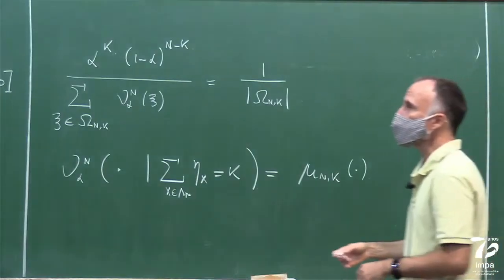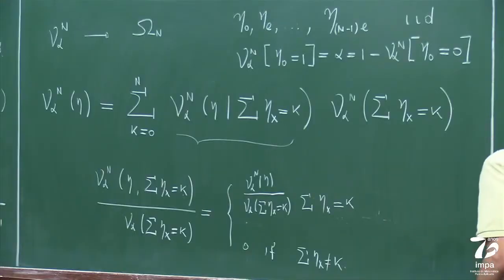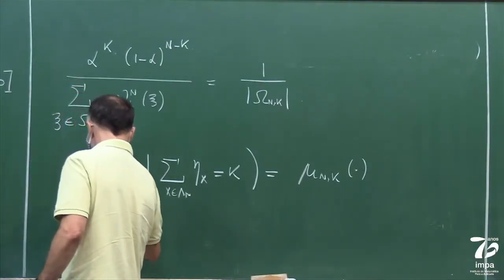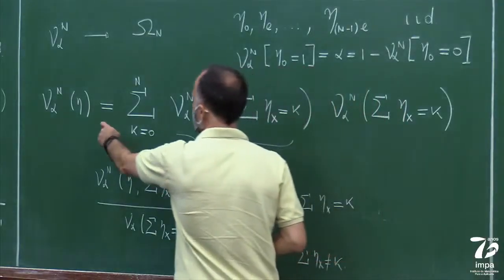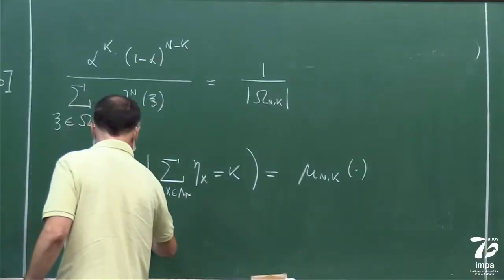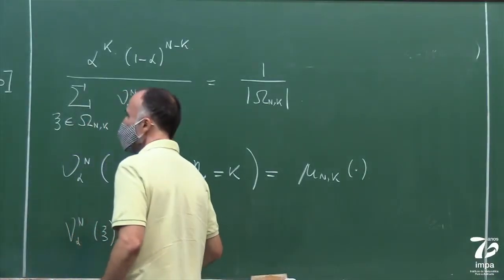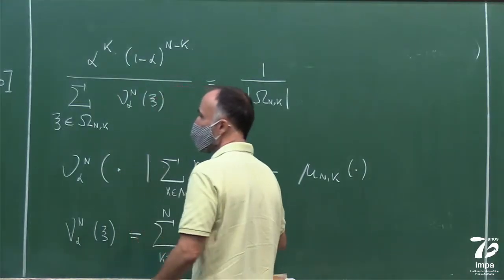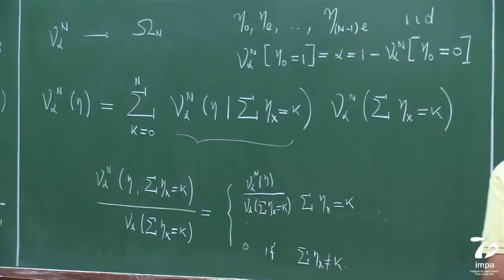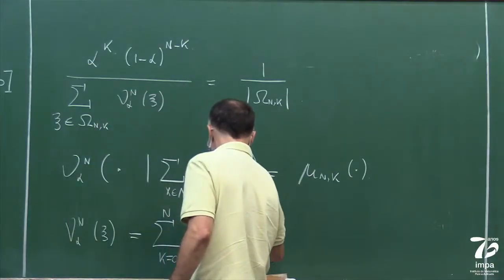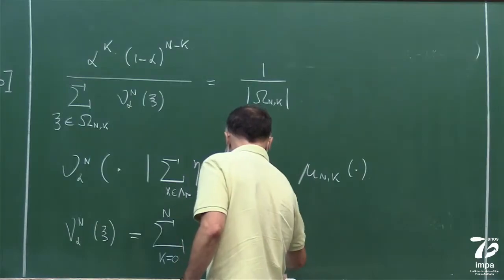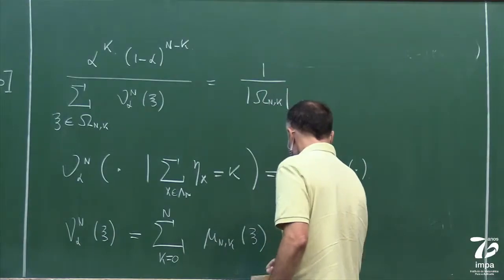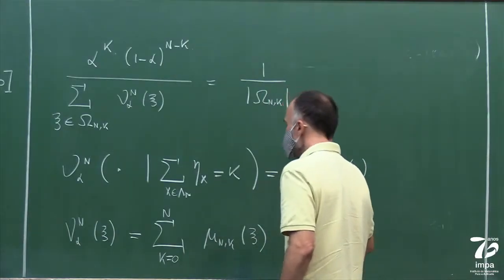So now let me go back to this equation. What I get is that nu n alpha of a configuration xi. So let me replace here eta by xi. So that this is equal to the sum of, well, this is the uniform measure, mu n k of xi, times a weight. So let me call that, this is a number.